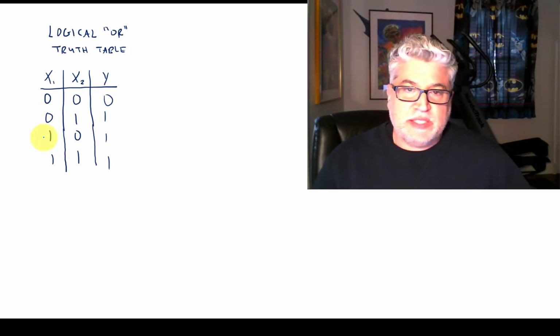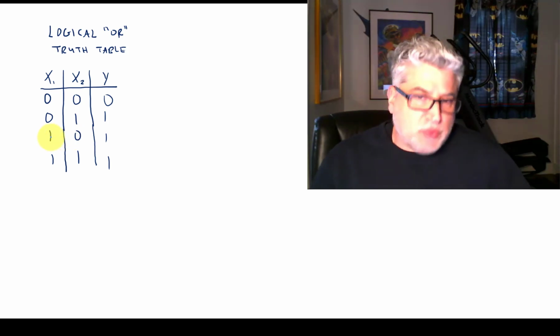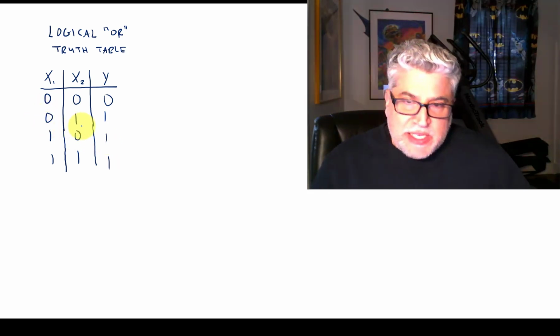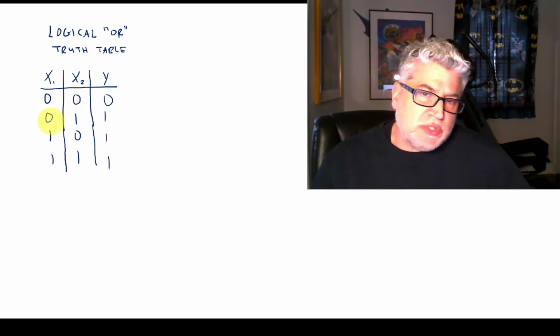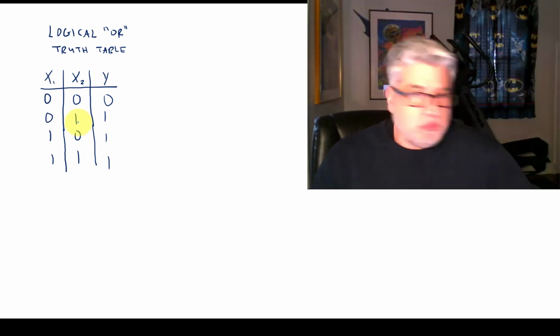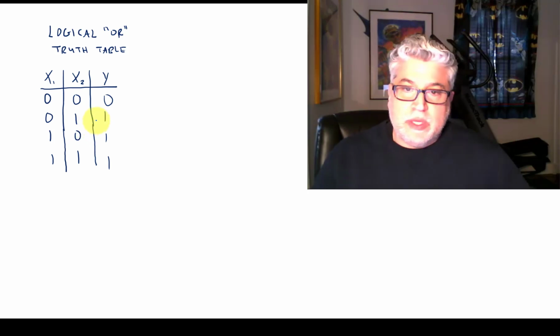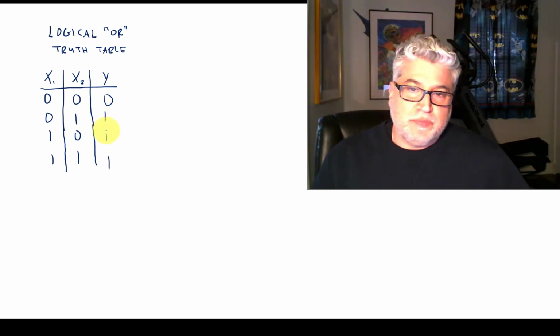In these two cases, we have x1 is true and x2 isn't, but that's okay. x1 is true and that's all it takes. Y is going to be true. In this case here, x1 wasn't true, but x2 was. We only need one or the other to be true, or both, and that gives us true.